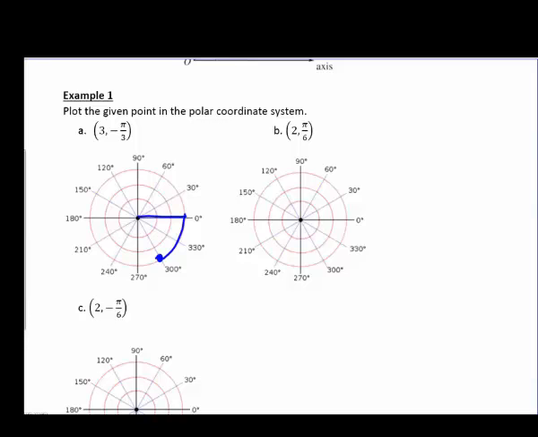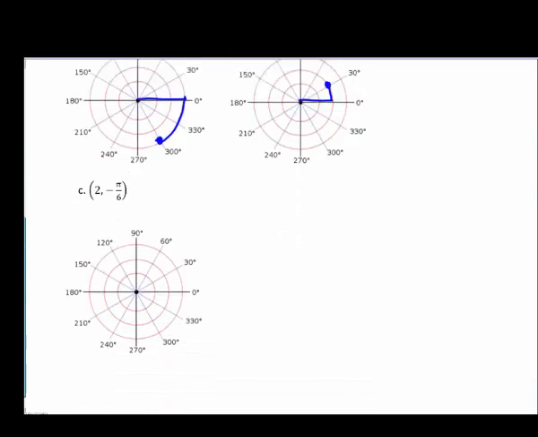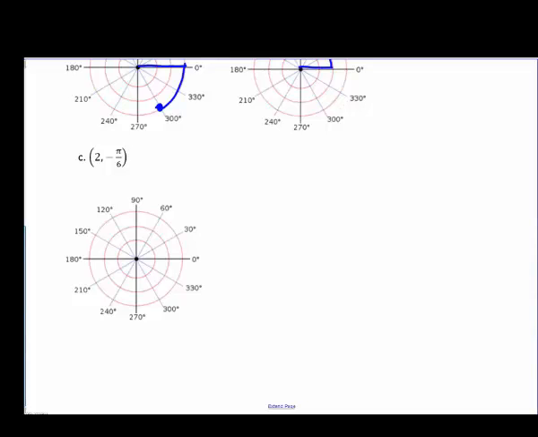For part B, 2 means we come out to the second ring, and then we're going to rotate pi over 6, which is 30 degrees, and so our point is going to lie right there. And then for part C, we have 2, so again, we're going to come out to the second ring, and our angle is negative pi over 6, so it's like negative 30 degrees. So we go clockwise, and there is our point. Really, you don't have to draw those lines and arcs. You can just plot the point if you want. I just did that to show you what I was doing.